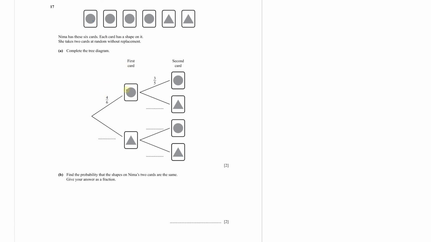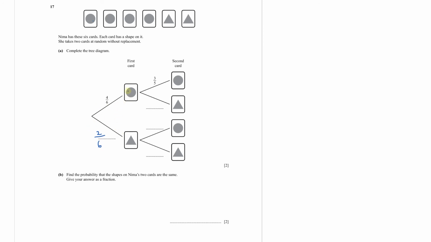So when she takes out the first card, the probability of getting a circle is 4 by 6, because you have 4 circles and a total of 6 cards. And then the probability of getting a triangle would be 2 by 6, because you have 2 triangles out of 6 cards. So this is your first card.